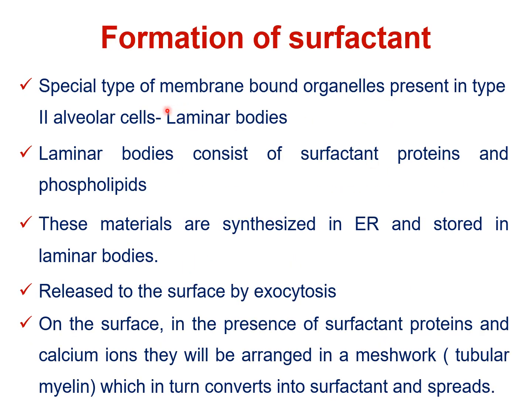So how is this surfactant formed? It is formed by special membrane-bound organelles present in the type 2 alveolar cells, the lamellar bodies. These lamellar bodies consist of surfactant proteins and phospholipids. These materials are synthesized in the endoplasmic reticulum and stored in the lamellar bodies, then released to the surface of the alveoli by exocytosis. On the surface, in the presence of surfactant proteins and calcium ions, they are arranged in a meshwork, that is tubular myelin, which in turn converts into surfactant and spreads the surfactant layer. So that is the mechanism of formation of surfactant.